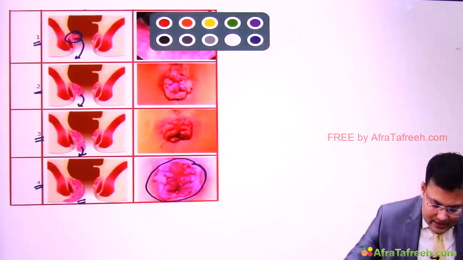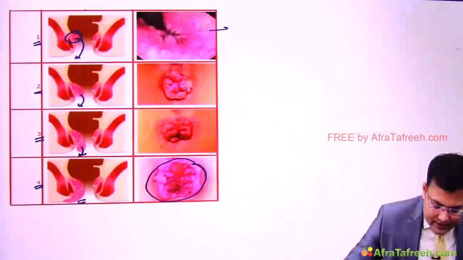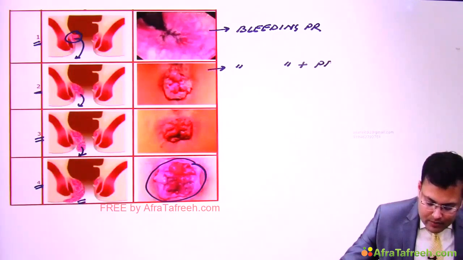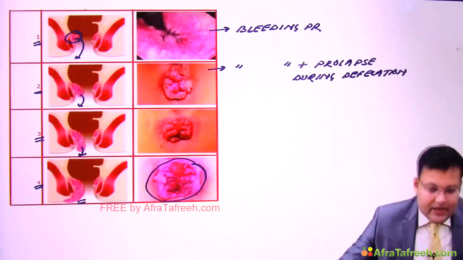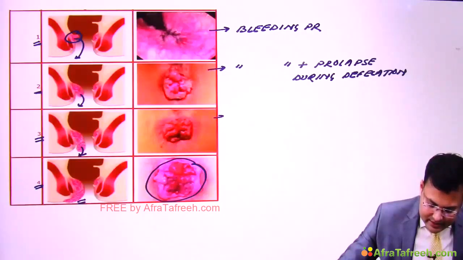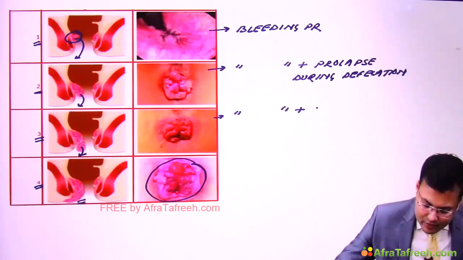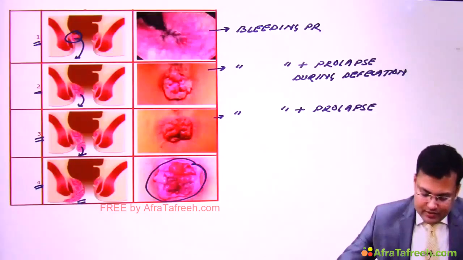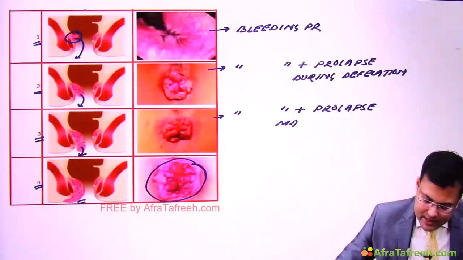So what happens in first degree? In the first degree there is bleeding PR, only bleeding PR. Clear? In second degree there is bleeding PR plus prolapse during defecation, and it goes inside spontaneously after defecation. In grade 3 there is bleeding PR plus prolapse, and this prolapse requires manual reposition.